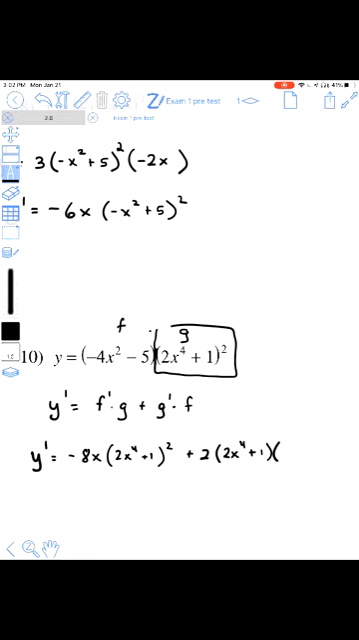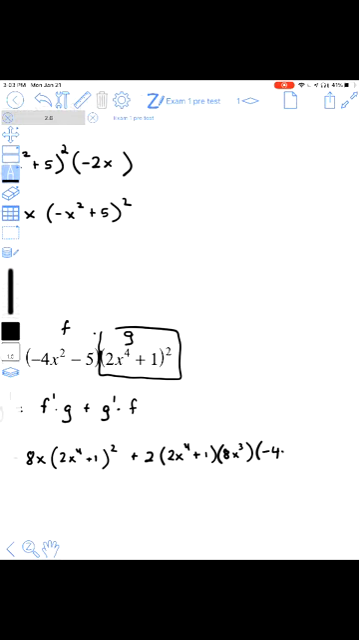So then, going back to the chain rule, this is still g prime. We need to do the derivative of the inside part, so that's going to be 8x cubed. Now this right here, this is just the g prime part of this product rule. We still need to multiply this whole thing by the f function, which is negative 4x squared minus 5.